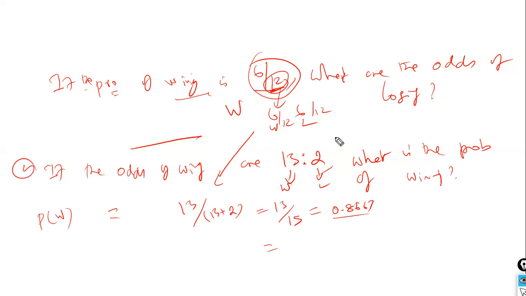Okay, let me just check. Here, the probability of losing one day is 2 divided by 15, right? What does 2 divided by 15 come to? Yes, you are correct.